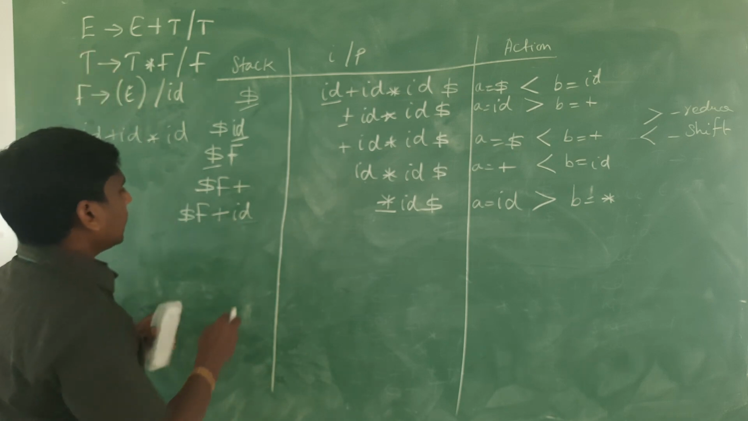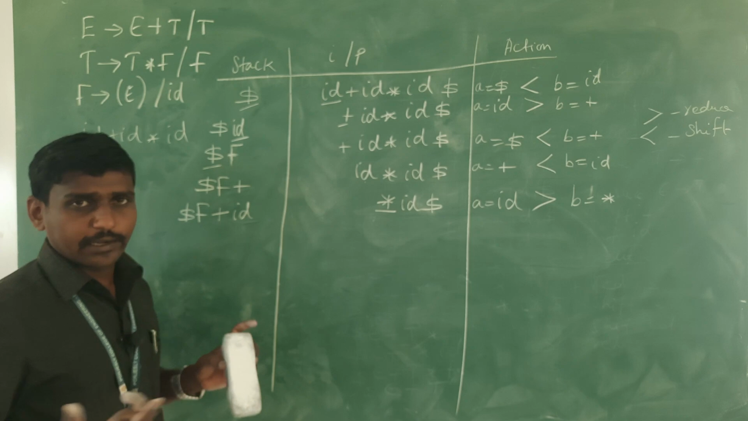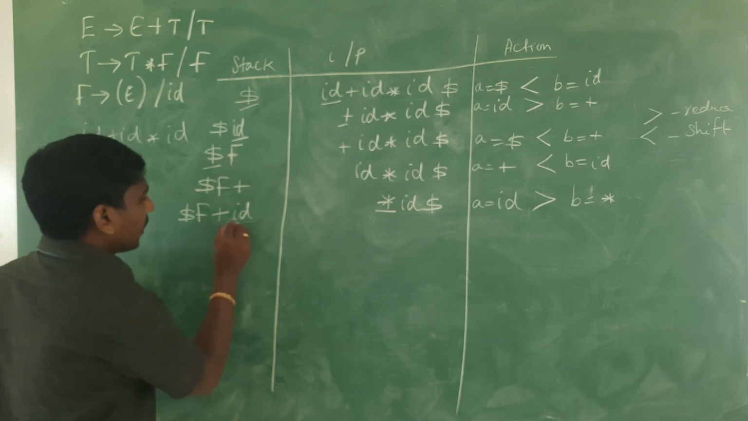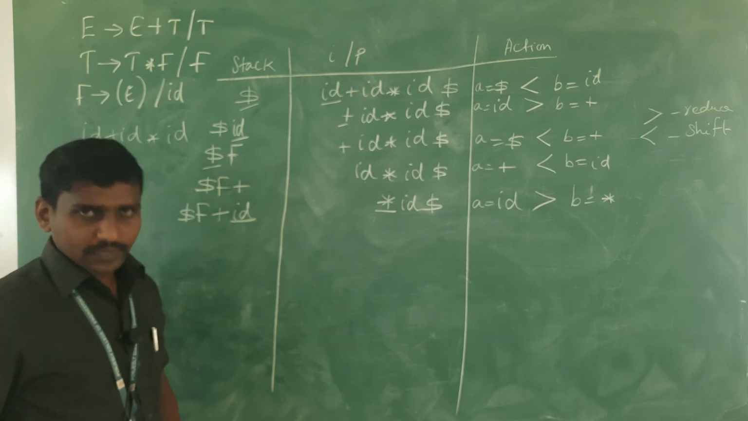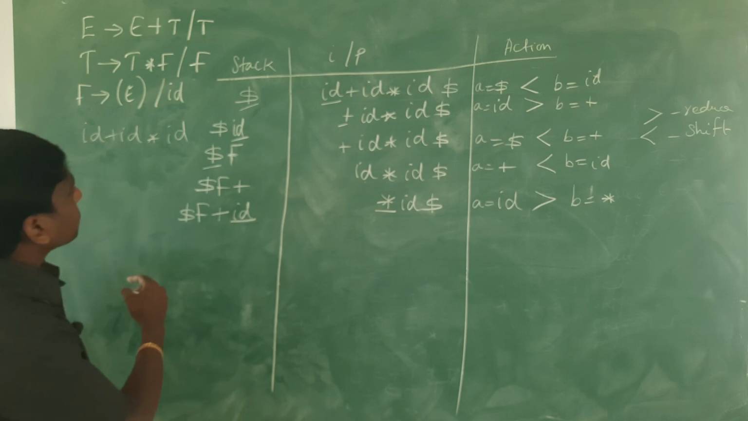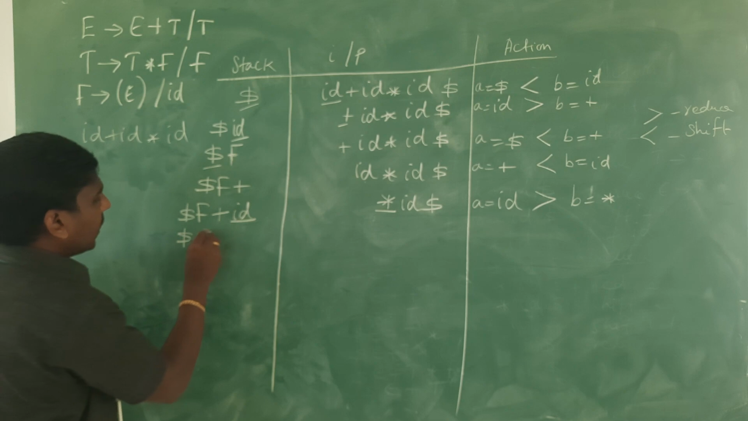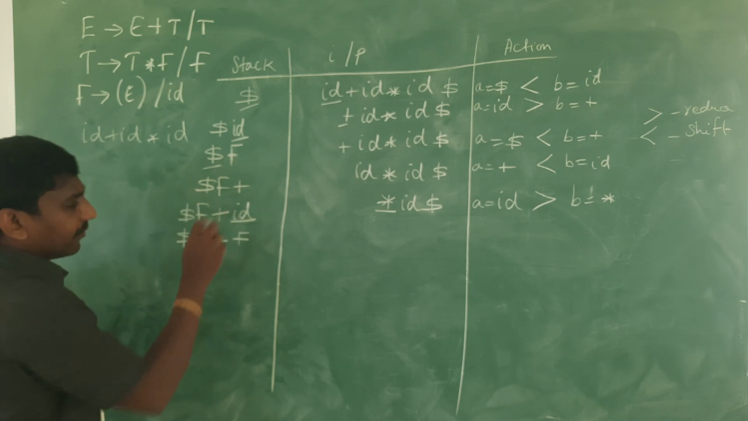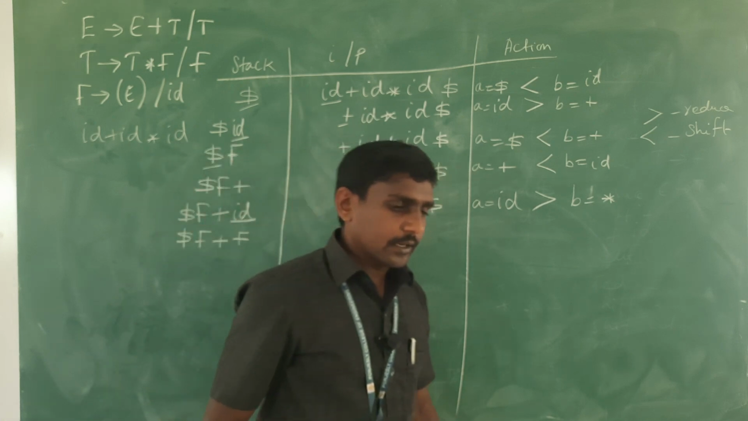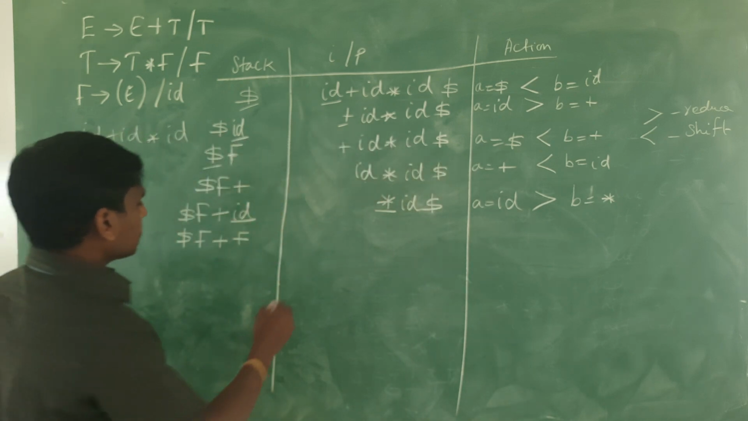No. There is no plus id. Then you have to check whether id has a handle. Yes, id has a handle. What is id? F, right? F tends to id. So dollar f plus, in place of id we have to put f. Clear? So dollar f plus f.